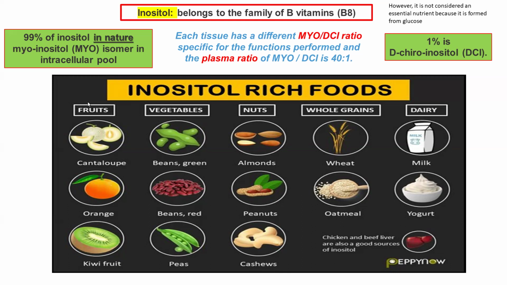So the first message is that the percentage in nature is towards myo-inositol, and dichiro is only 1%. So when you use any drug containing inositol, it should contain a ratio which is more or less similar to nature. And it's found in fruits, vegetables, nuts, grains, dairy, and others.